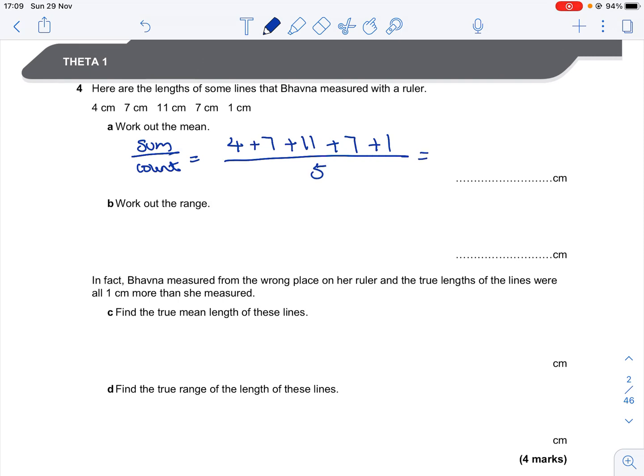So 4 plus 7 is 11. 11 plus 11 is 22. 22 plus 7 is 29. 29 plus 1 is 30. 30 divided by 5 is 6. So we know the mean is 6 centimeters. Work out the range. So we find the biggest, which is 11. So max is 11 minus the min is 1. So we have 10. So the range is 10 centimeters.